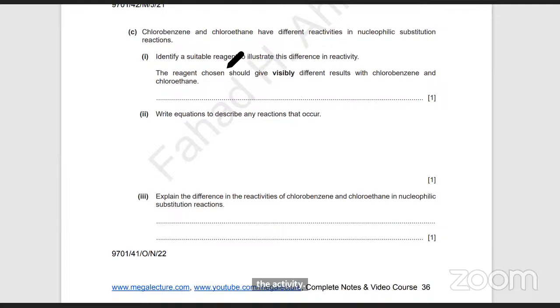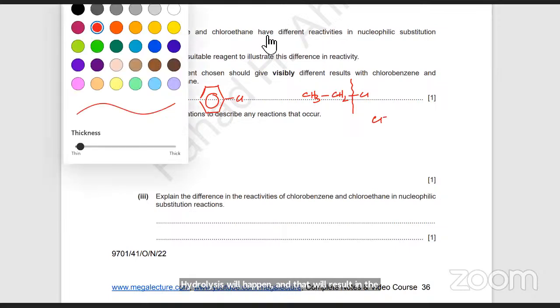So जब hydrolysis होता है, what happens? Cl ions get produced. If you have chlorobenzene, no hydrolysis will happen. But if you have a halogenoalkane, hydrolysis will happen, and that will result in the formation of Cl ions. So how do you visibly detect Cl ions?